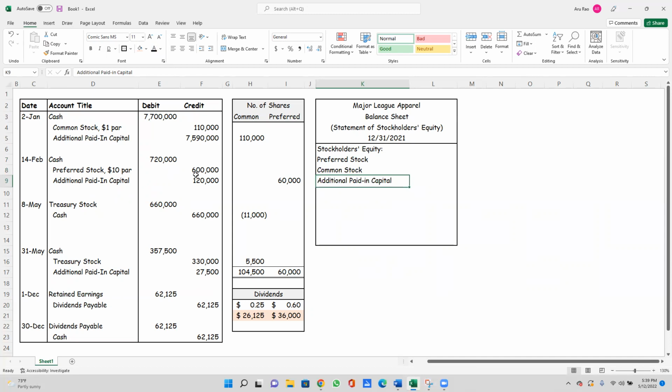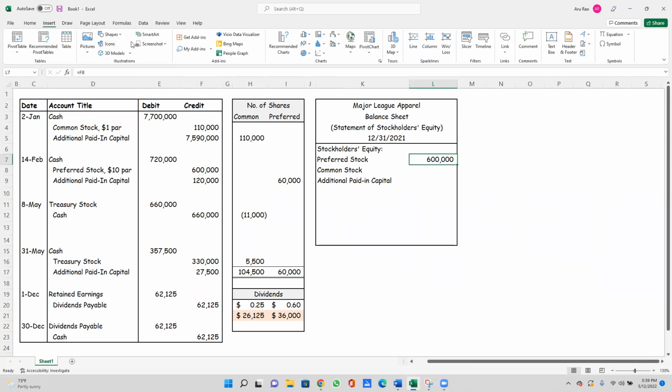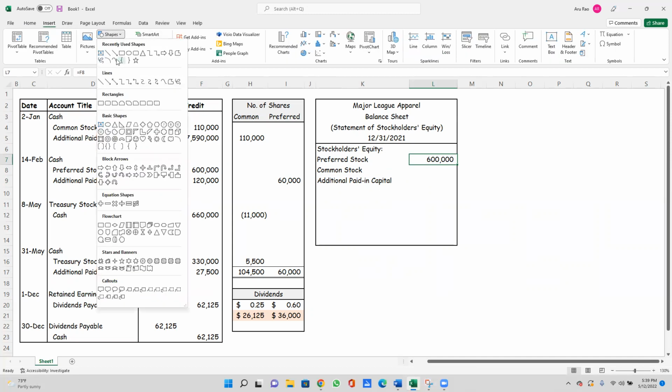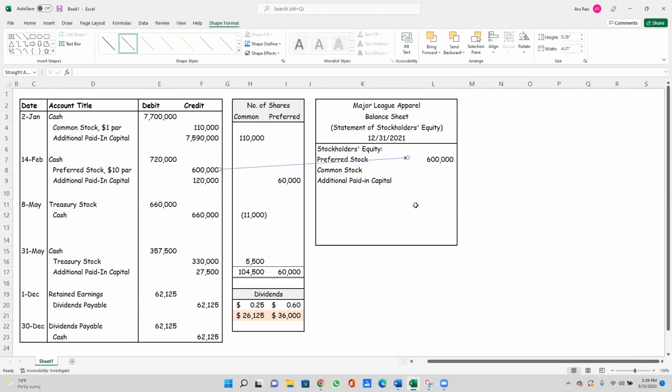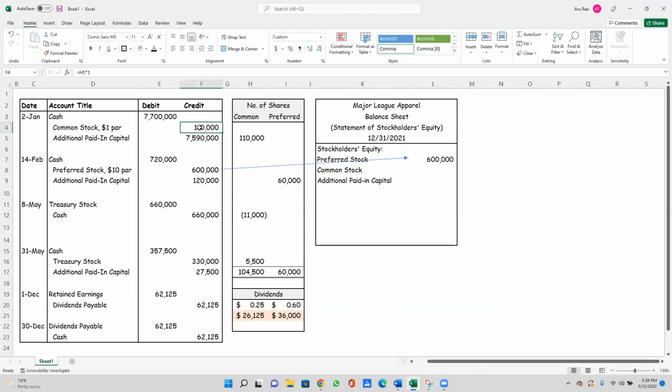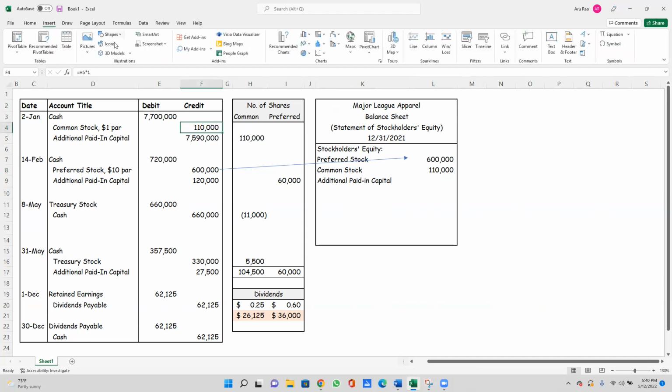So preferred stock, I have only one amount over here. That amount comes in over here, which is 600,000. So let me quickly put some arrows over here so you know where these numbers are coming from. Okay, common stock, we have 110,000. That number is brought in over here. Again, let me do a quick insert of an arrow so you can see where these numbers come from.